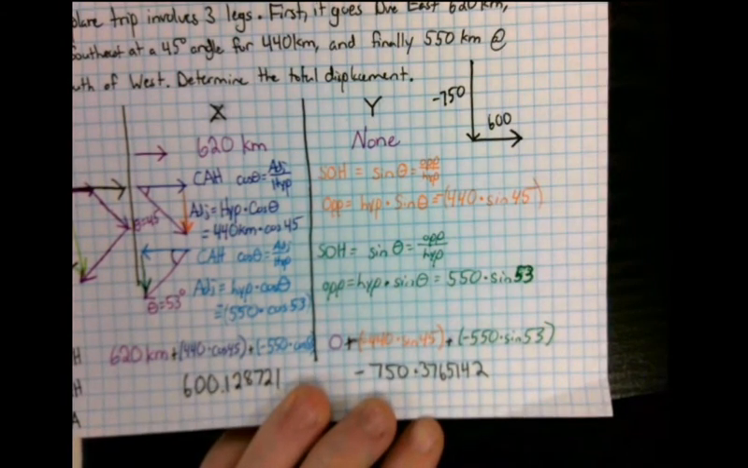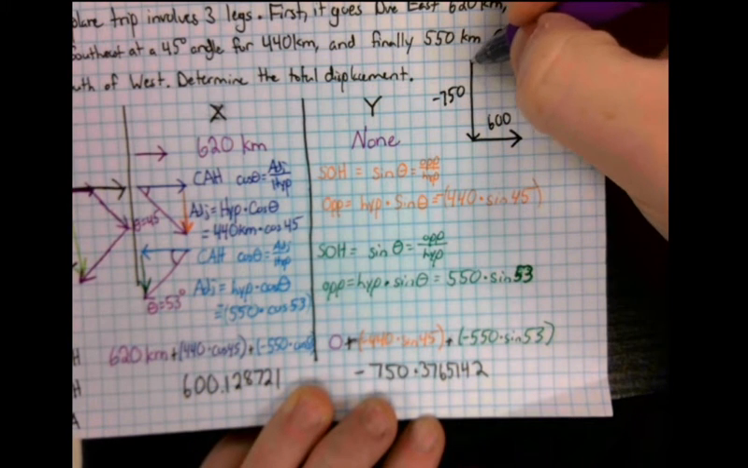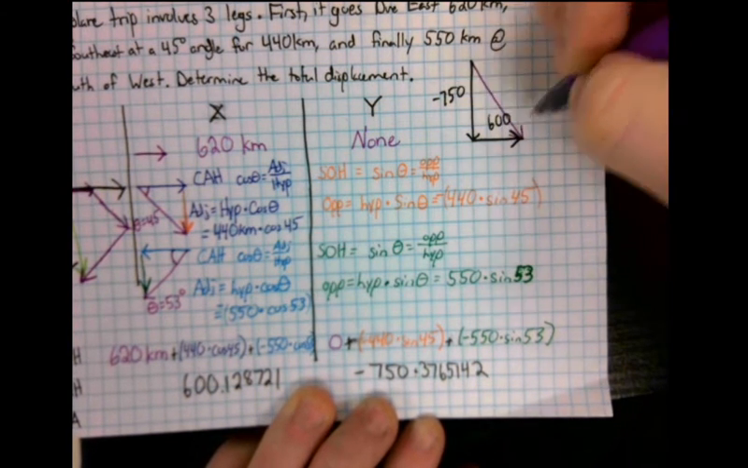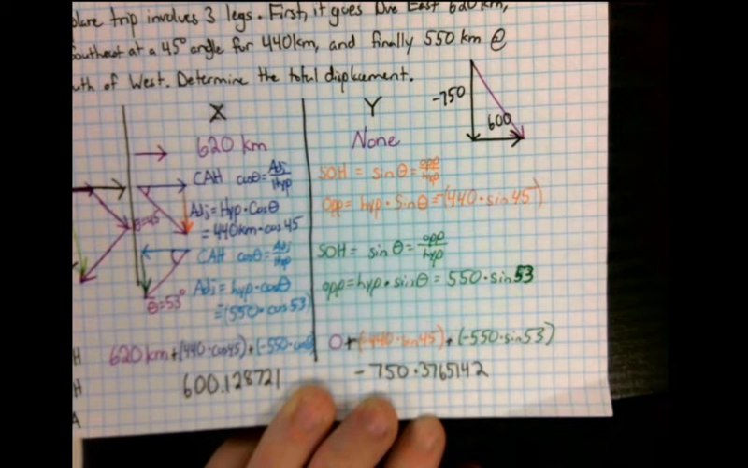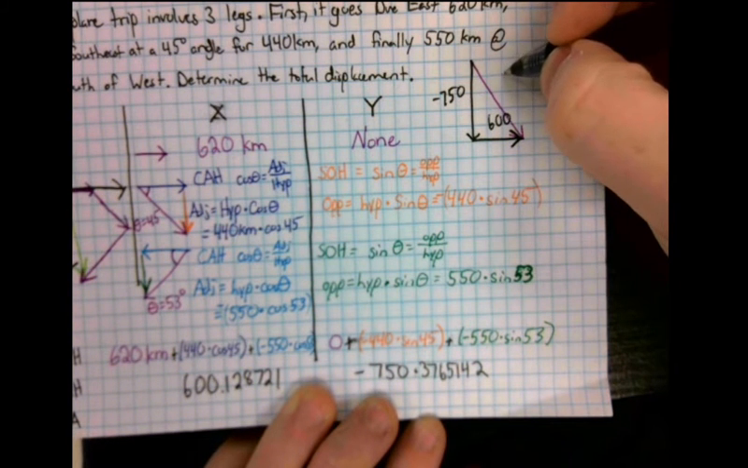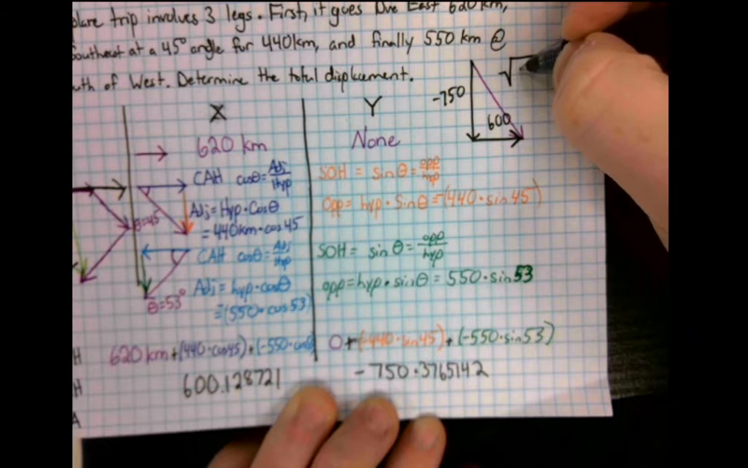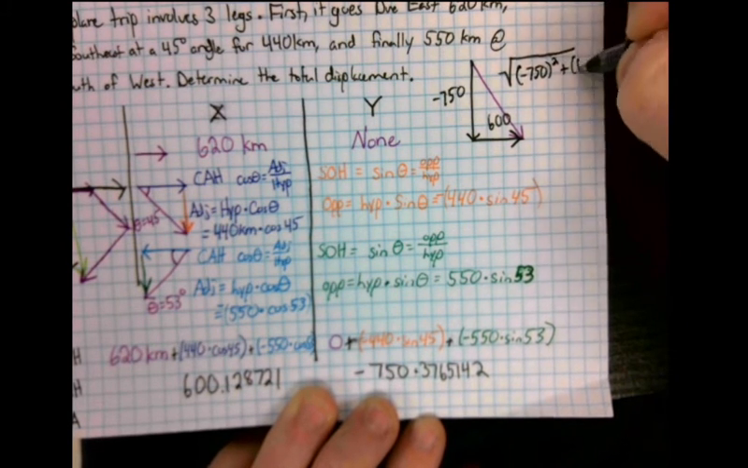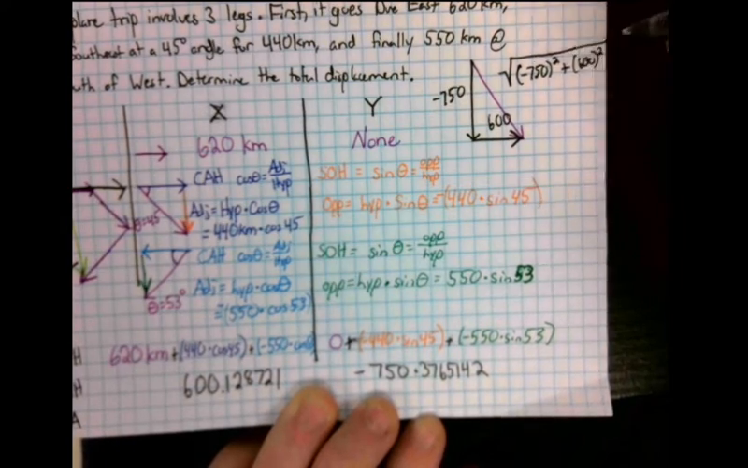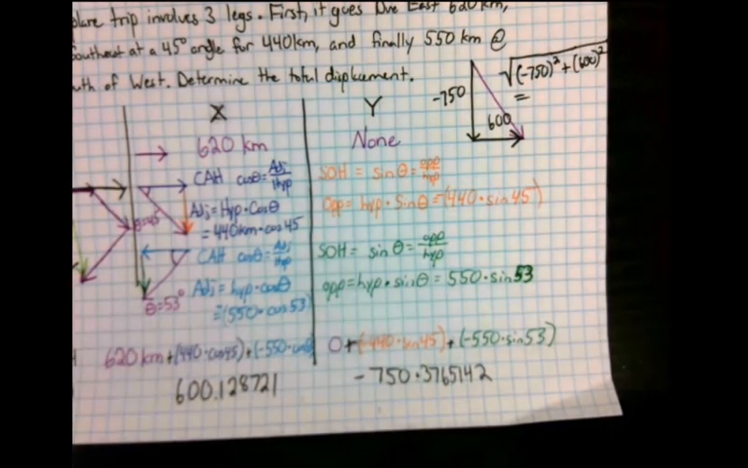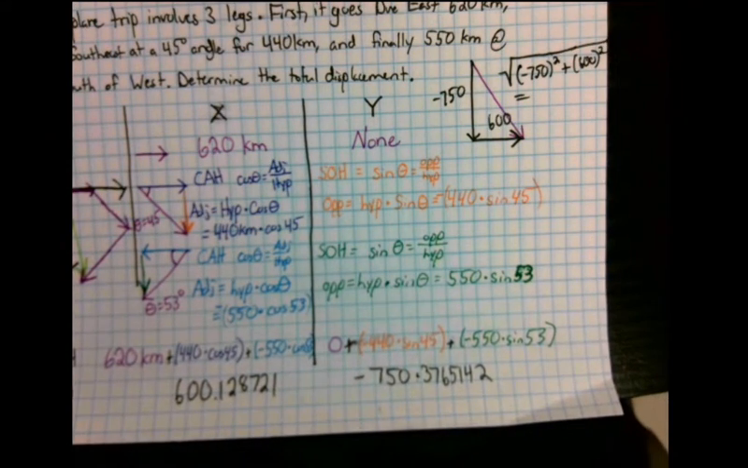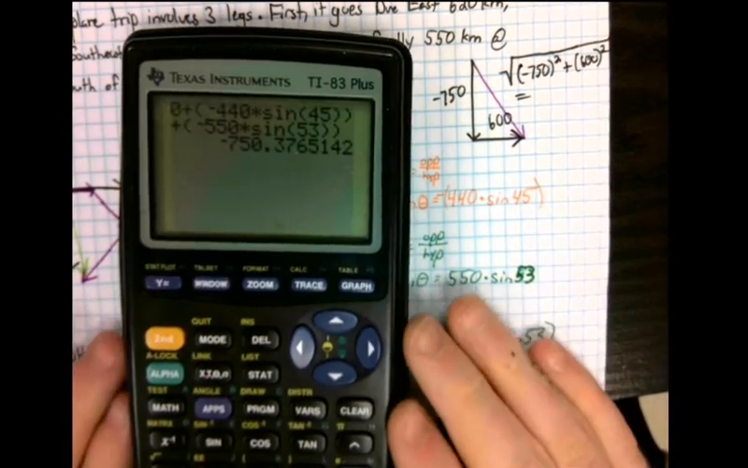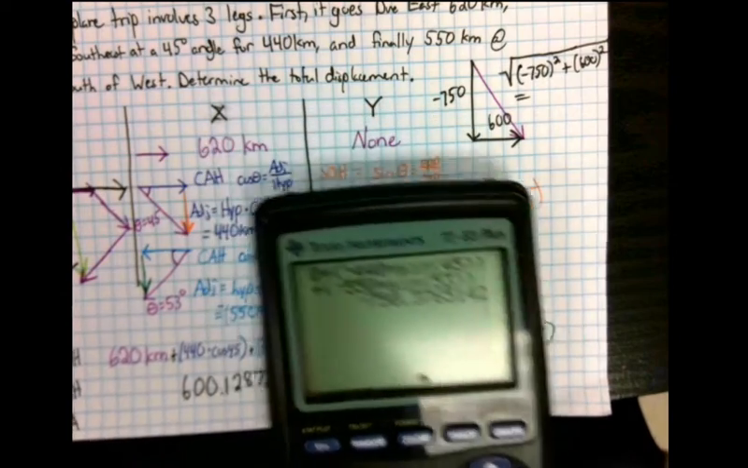And so to find our hypotenuse, we're just going to use the Pythagorean theorem. So we're going to use the square root of negative 750 squared plus 600 squared. And that will give us our actual final displacement. Like I said, I'm going to use the full numbers. So I'm going to try to get it in the light so we can see it a little bit better.